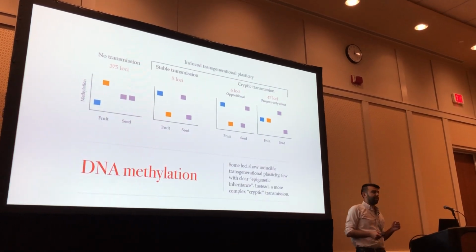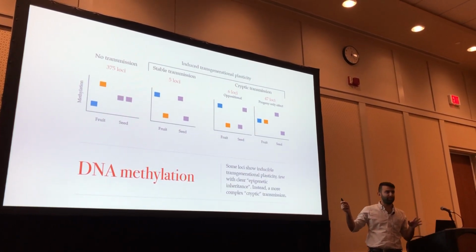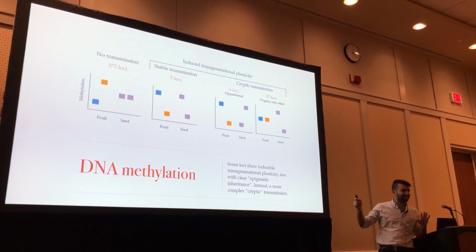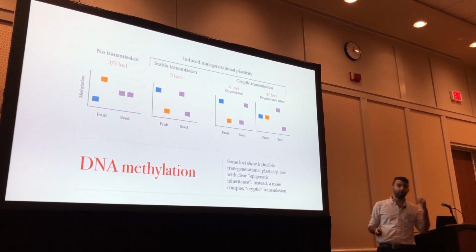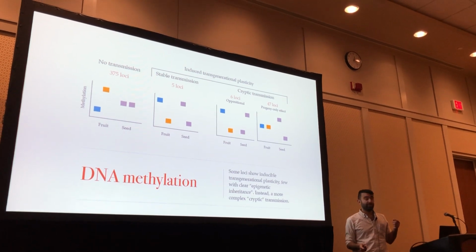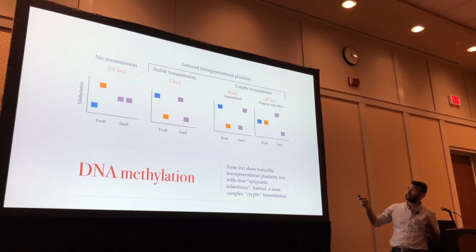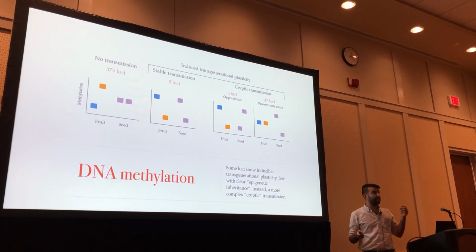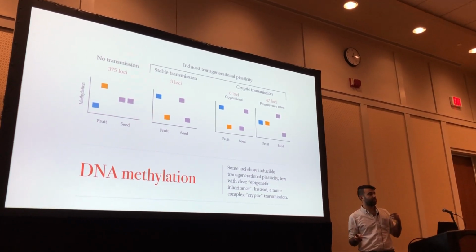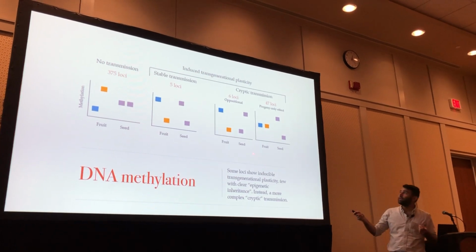We also looked at DNA methylation, and I'll just kind of breeze through this, but I'm happy to talk about how we did this offline. But when we look at the influence of parent environments on DNA methylation, we also see a lot of inducible transgenerational plasticity, which means that DNA methylation patterns were different in seeds as a result of their parent environments.